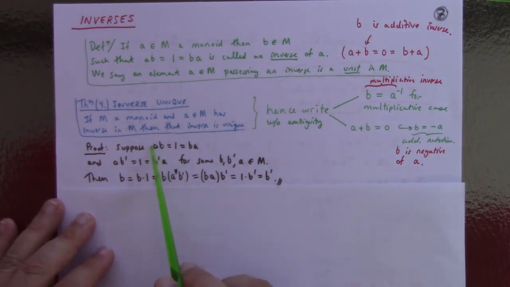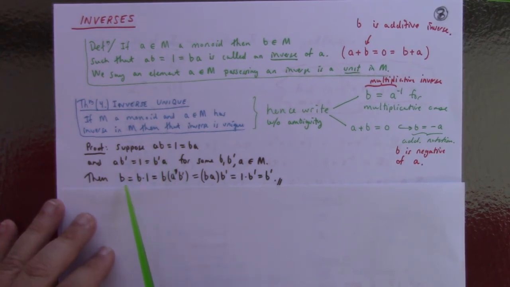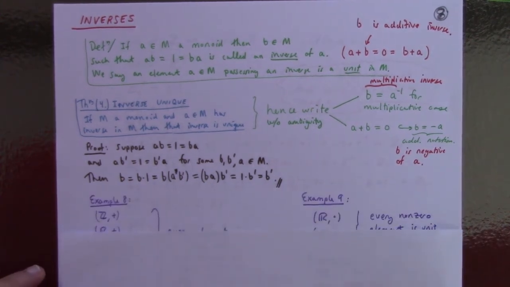Here it is. Suppose we have AB equal to 1 and BA equal to 1, and also AB prime equal to 1 and B prime A equal to 1 for some B, B prime, and A in M. In other words, both B and B prime are playing the role of inverse to A. Well, then we can play this game. B is B times 1, but 1 is AB prime. And by associativity, that's BA times B prime, but BA is 1, and 1 times B prime is B prime. So there you have it: B is equal to B prime. The inverse in a monoid is unique. Hooray.